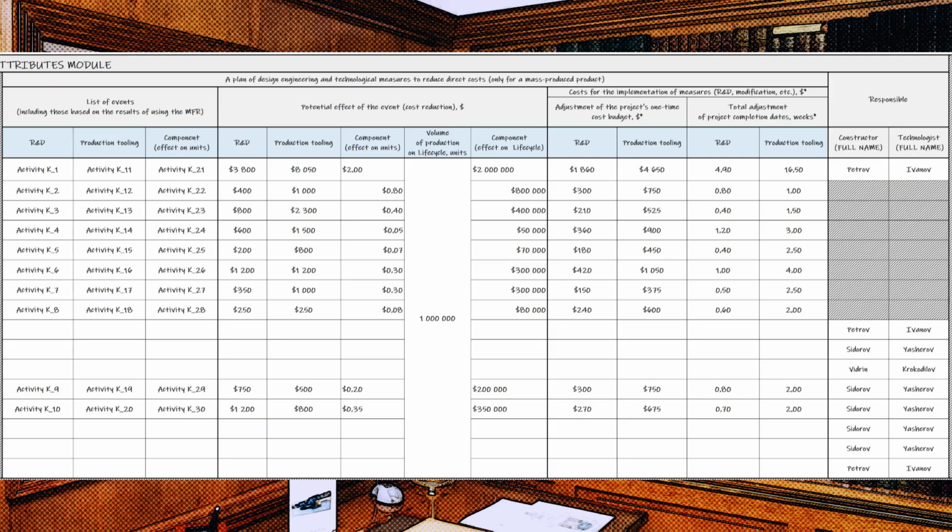However, within the framework of the modular concept of the BOM, the events are directly related specifically to the BOM design module, i.e. the module for which the design engineer is responsible.